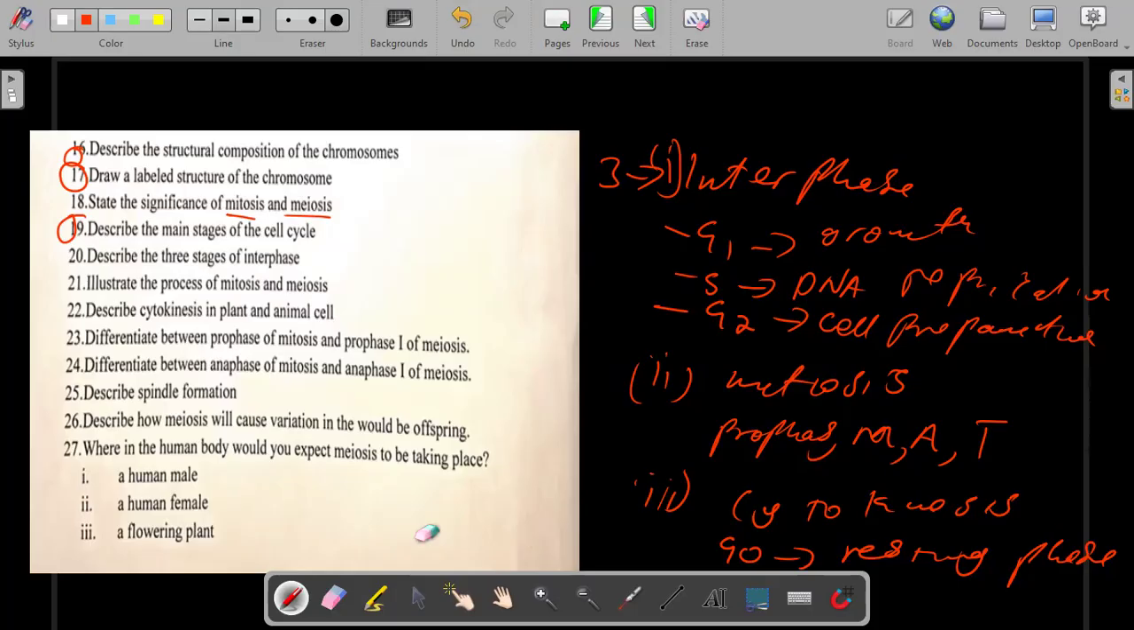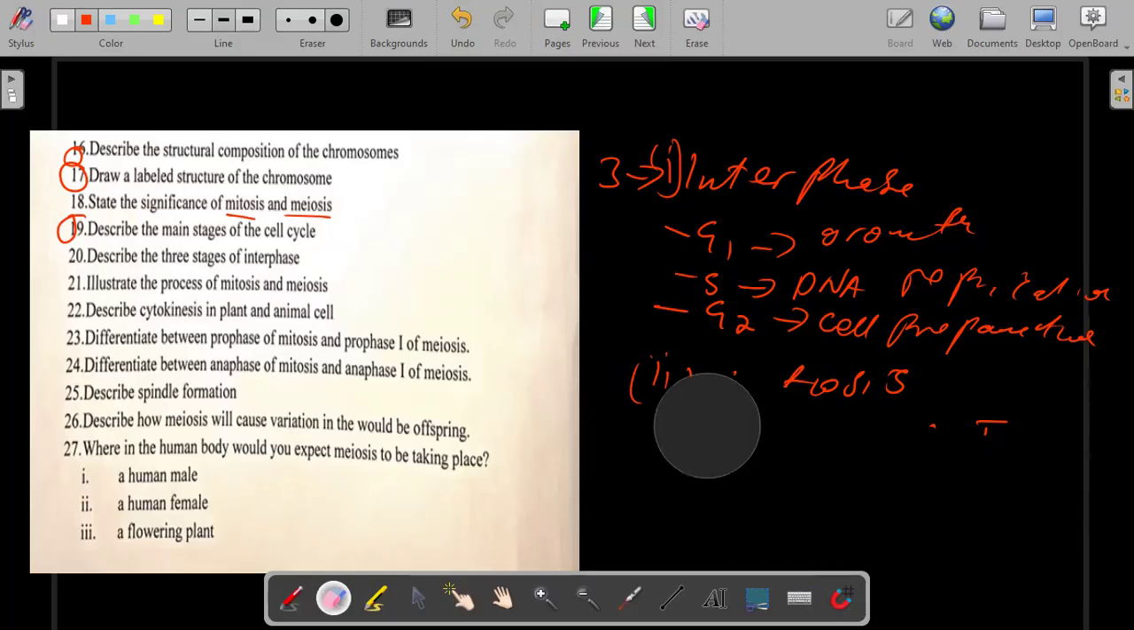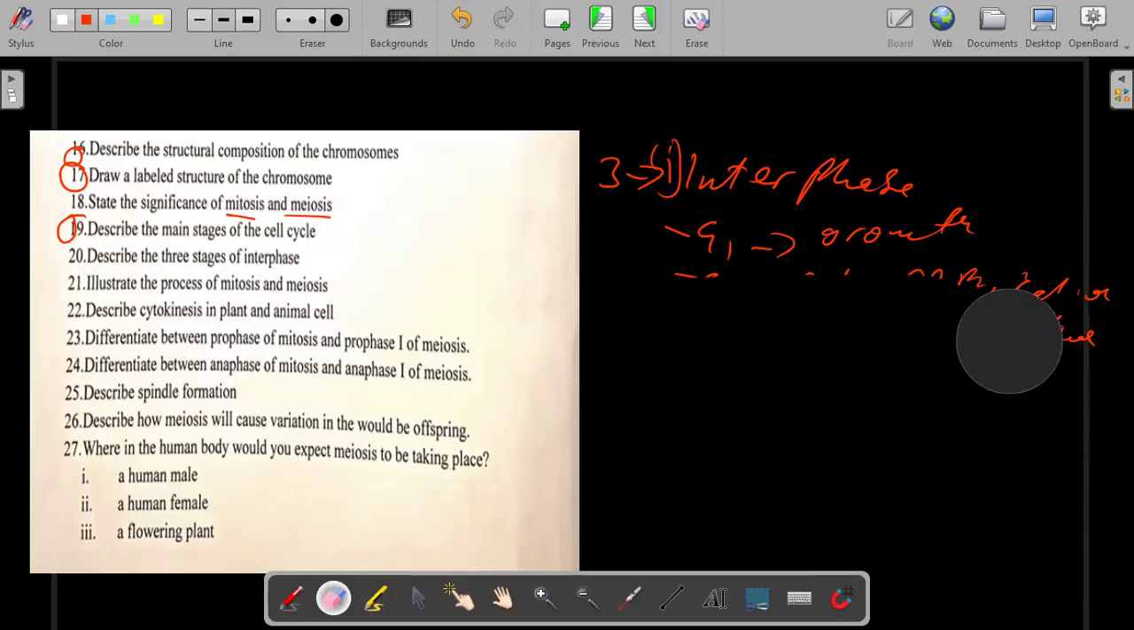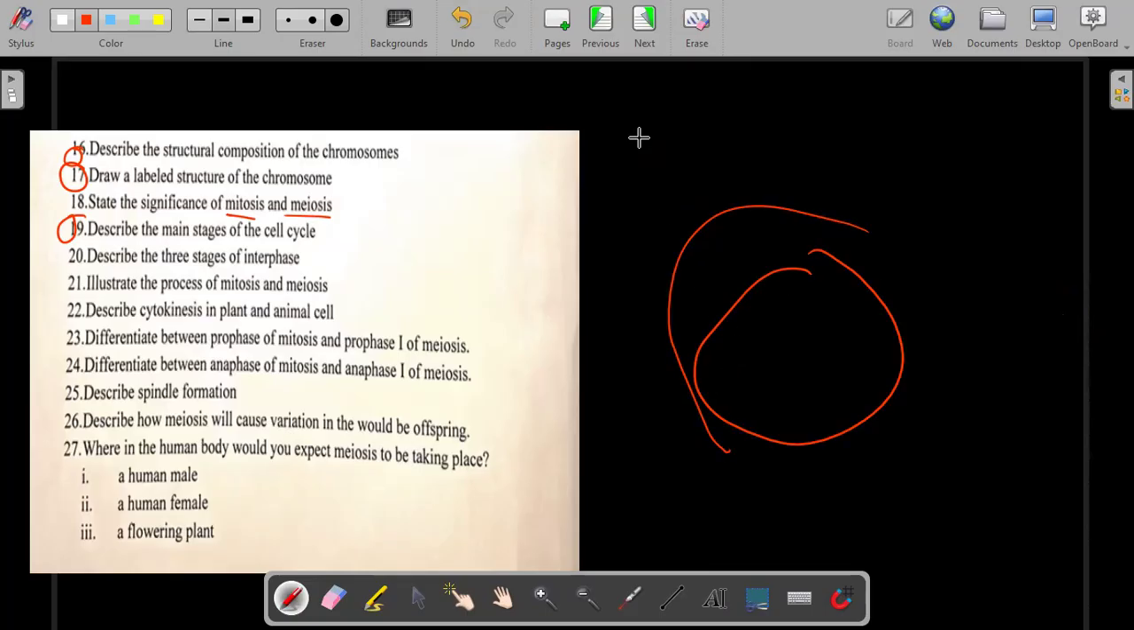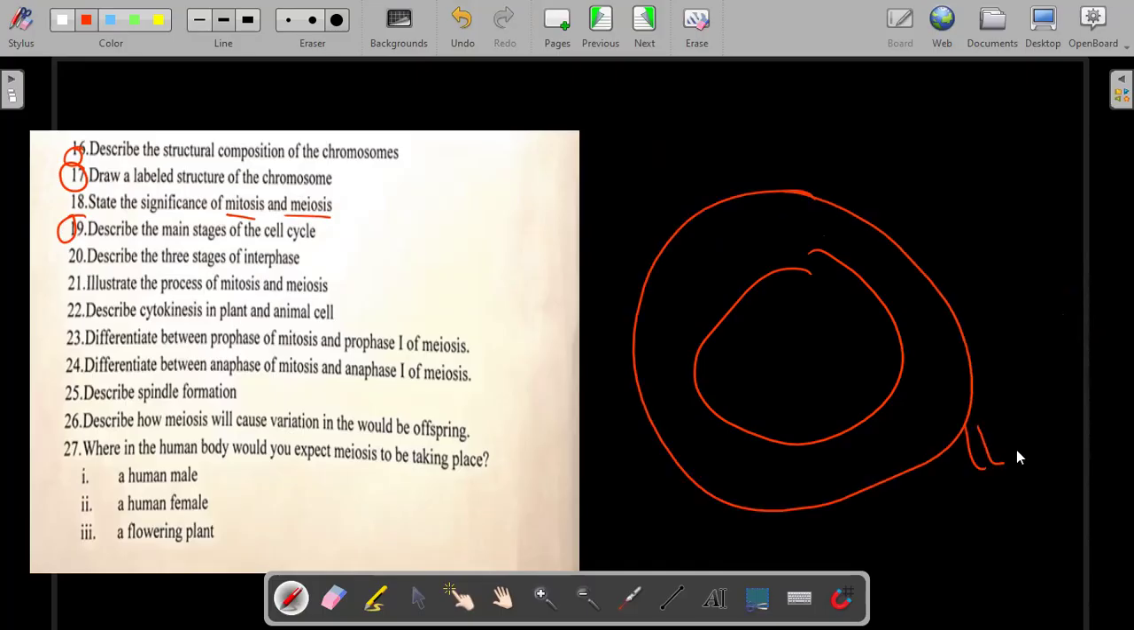Now, if we are to show this cell cycle, how is it going to look? Let's go through it. You're going to find that it's a cycle, so it will look like this. You start from your G0. From the G0, you're going to have the interphase. Interphase is the longest phase.